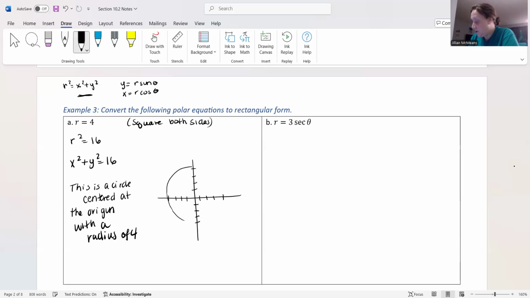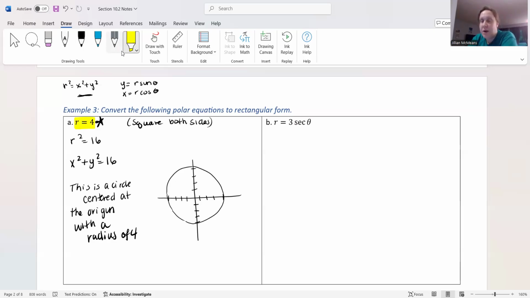Pretend this is a perfect circle. Definitely not my worst effort. I'm proud of this one, okay? So this is a circle centered at the origin with a radius of 4. But let's think about this right here. Let's think about the original polar equation.